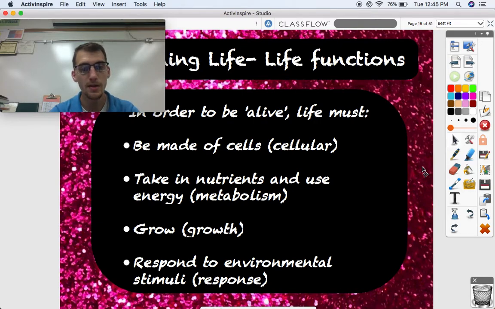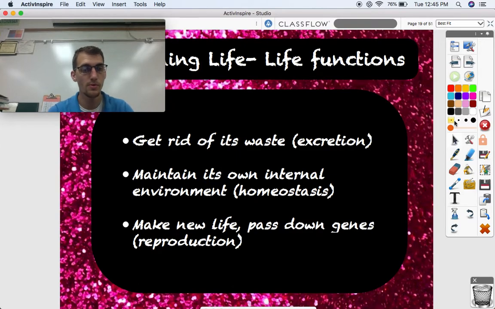Fourth is that they need to be able to respond to environmental stimuli. All right, so if something changes in an organism's environment, it needs to be able to respond to it in such a way that keeps it alive. So that's called response, and that's another thing that living things have to be able to do. Let's keep going. There's 3 more things that living things need to be able to do, or life functions.